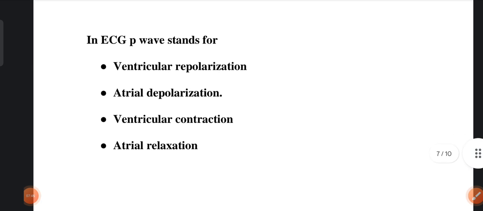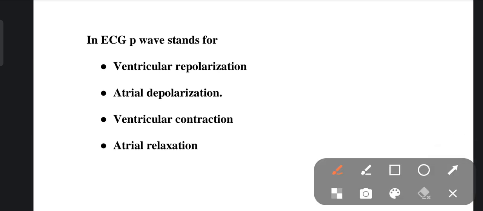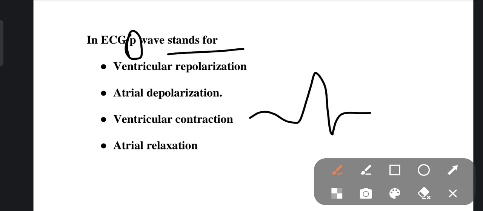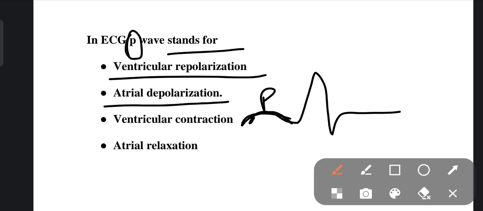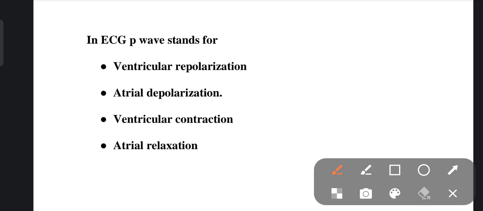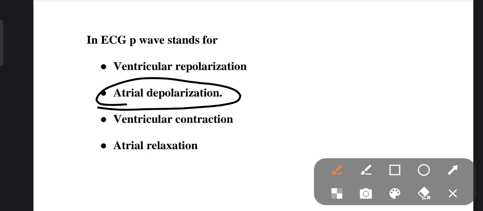So the next one is, in ECG, what does the P wave stand for? If you think of it as an ECG, here we can see the P. So what is the meaning of P here? Options are ventricular repolarization, atrial depolarization, ventricular contraction, and atrial relaxation. The correct answer is atrial depolarization.